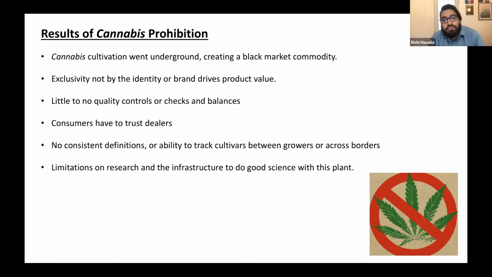Also, you have little to no quality control or checks and balances. So kind of anything goes with these rules because there's no regulation. Consumers have to trust their dealers or their suppliers. You have to just take their word for it that you're buying what you think you're buying. There are no consistent definitions, nor the ability to track cultivars or strains between growers or across borders.